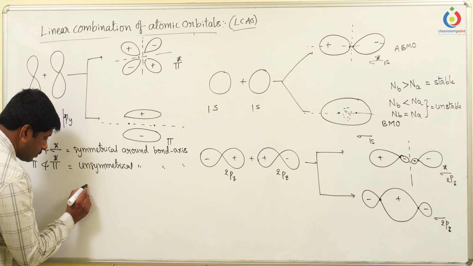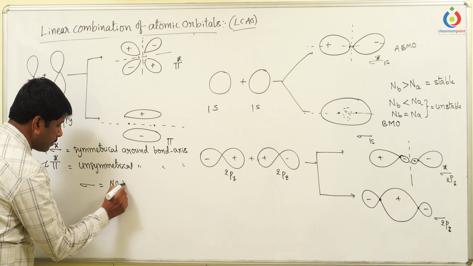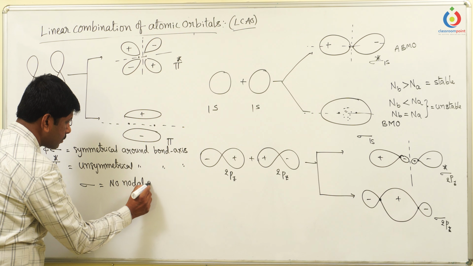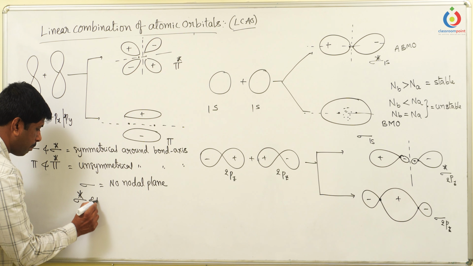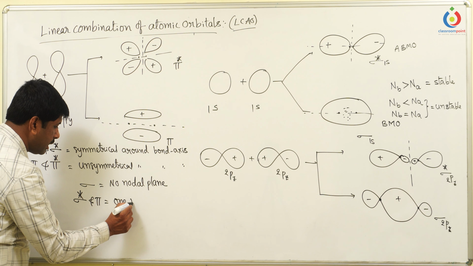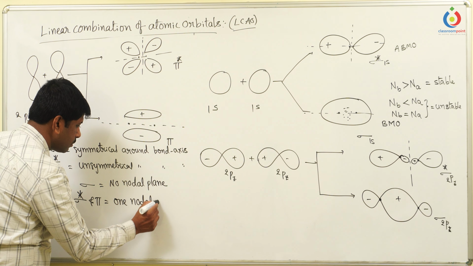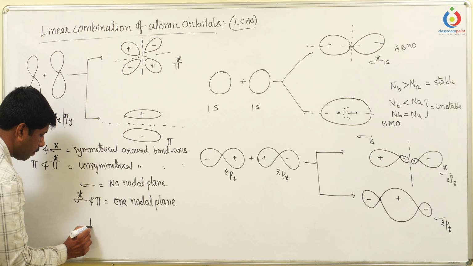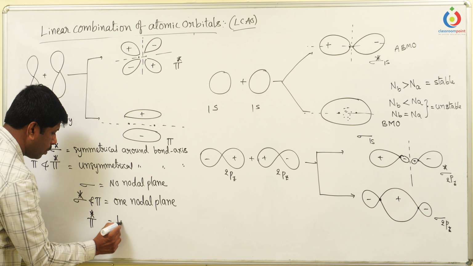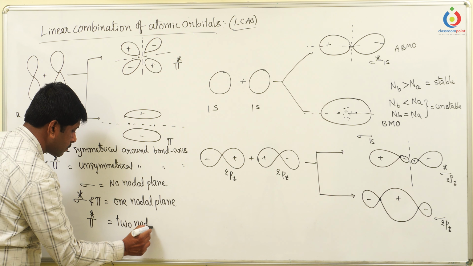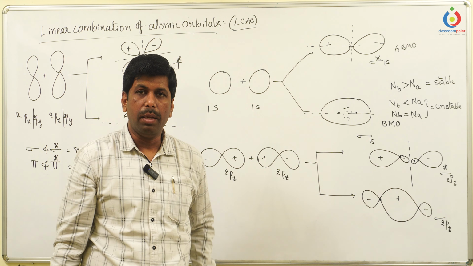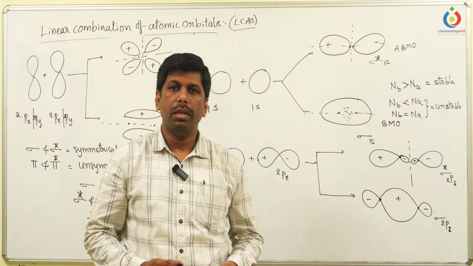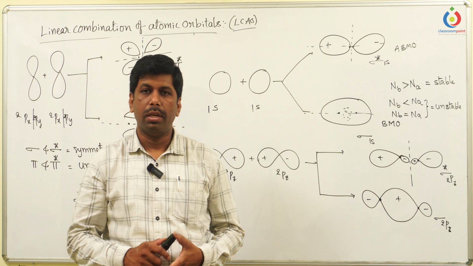So we can write that sigma has no nodal plane, sigma star and pi orbitals have one nodal plane, and pi star has two nodal planes. So this is the theory part of the molecular orbital theory along with the linear combination of atomic orbitals.